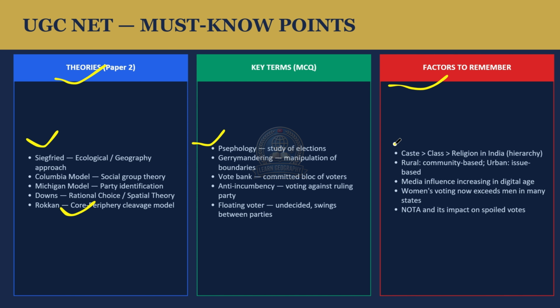Factors to remember: caste, class, religion in India, hierarchy; rural community-based, urban issue-based. Media influence increasing in the digital age. Women's voting now exceeds men's in many states. NOTA and its impact on spoiled votes.